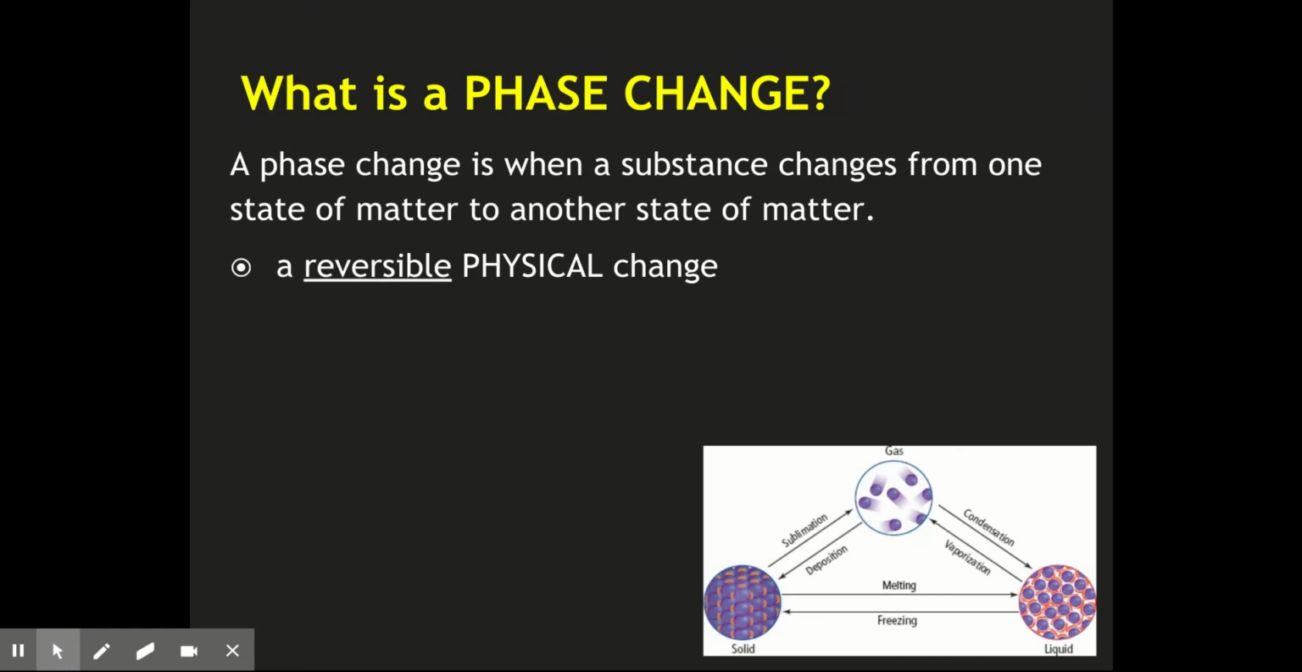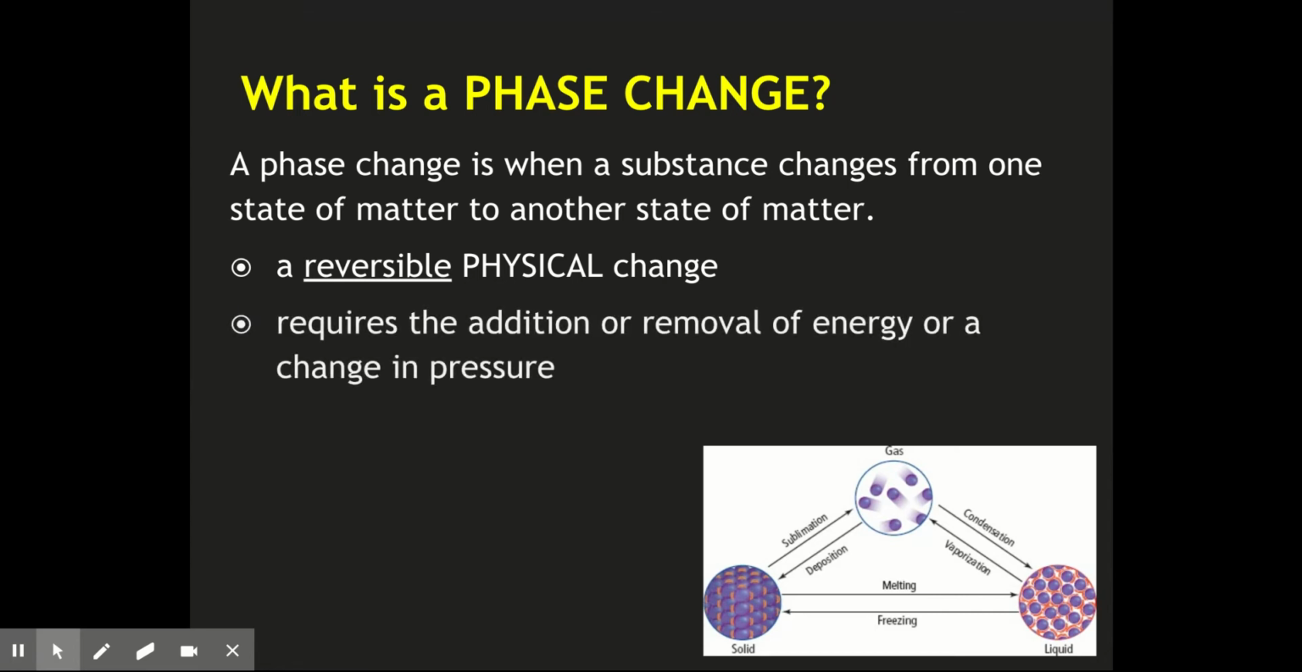A chemical change is when you take a piece of wood, you cut a tree, and you season the wood, and you take a piece of that wood and you put it into a fire pit and you burn it. The ash that is left from that piece of wood will never be that piece of tree again. That's a chemical change. That's permanent. That's not reversible. Okay? So, a phase change is a reversible physical change. It requires the addition or removal of energy or a change in pressure.